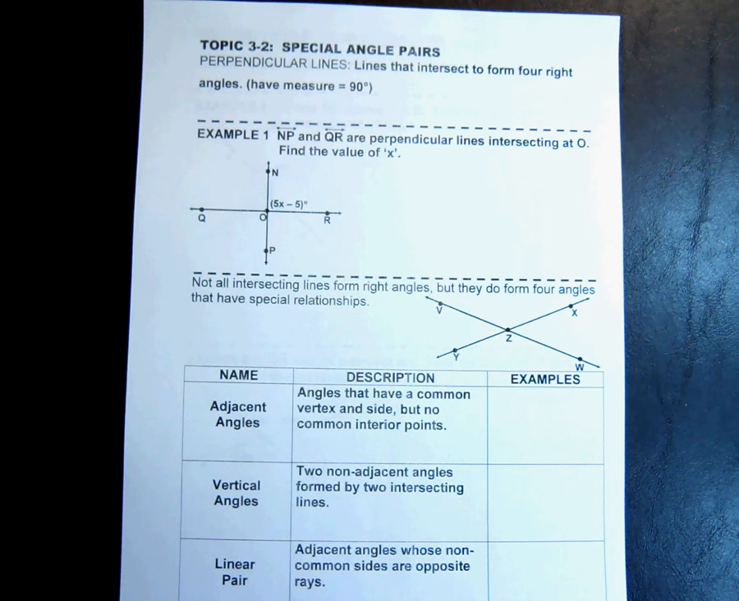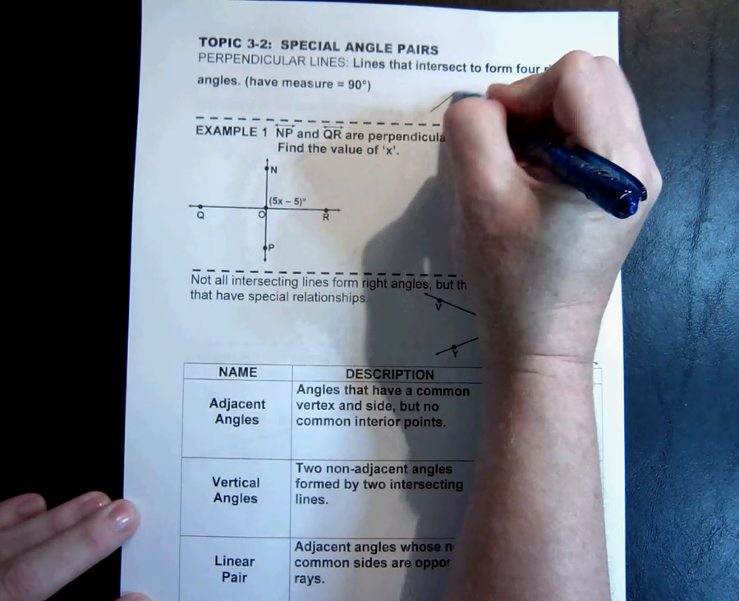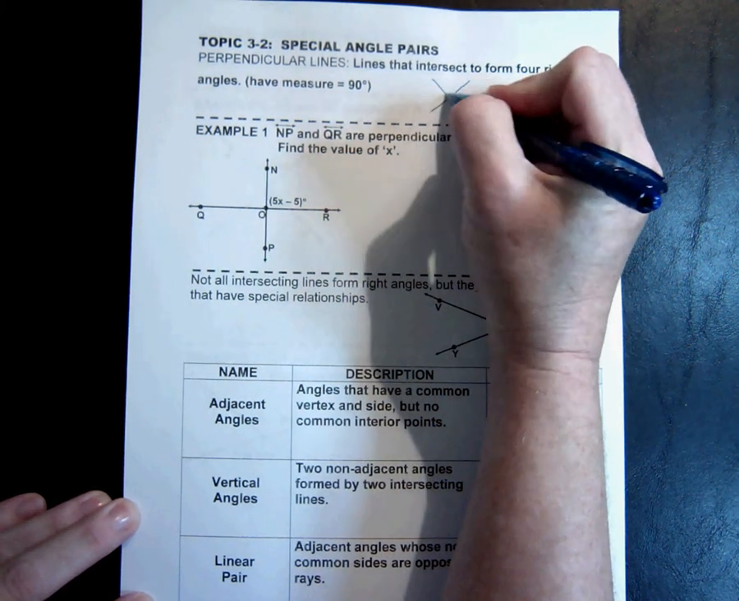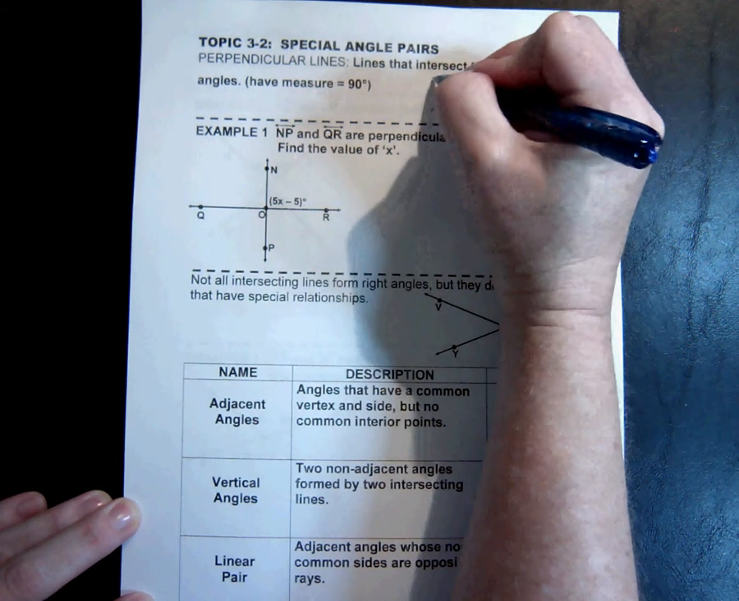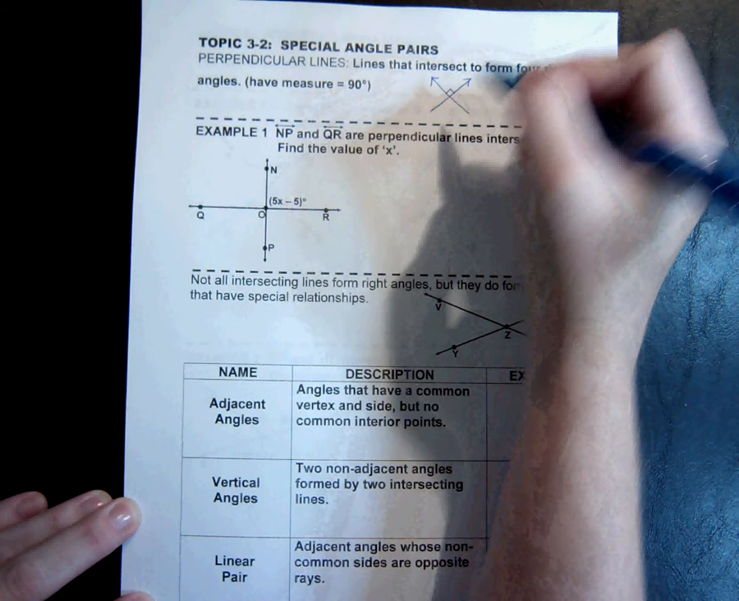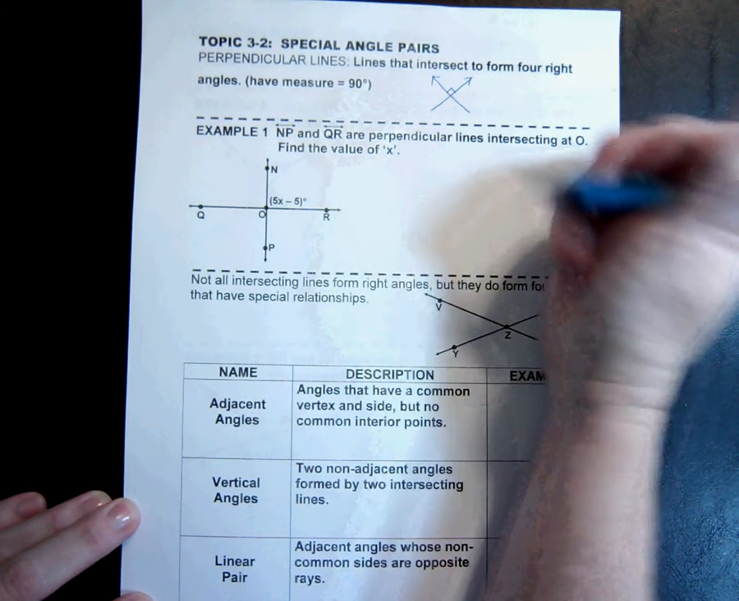Perpendicular lines are lines that intersect to form 4 right angles, and all of them would have a measure of 90 degrees. Notice how on a page you don't always see it straight up and down. It can be noted with 2 crossed lines, but if it is shown to have a right angle box, then you know the measure of that is 90 degrees.